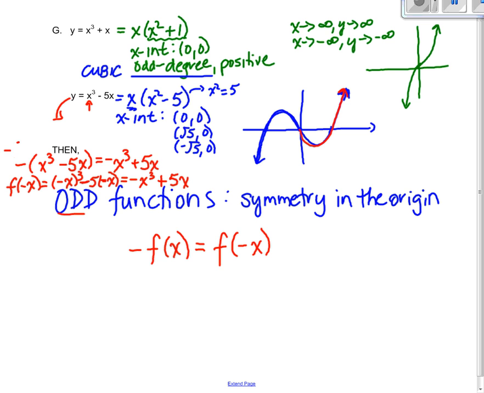So this is negative f at x, and it is identical to f at negative x. So putting a negative in front of the function is equal to a negative inside the function. You have an odd function, and it is symmetric in the origin.